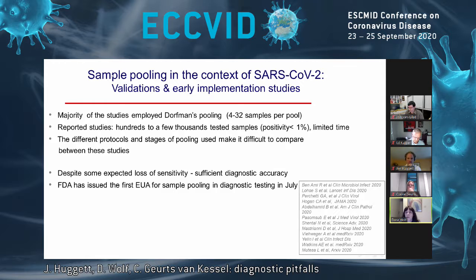So moving to sample pooling in the context of SARS-CoV-2, there has been some initial hesitation or concern over potential expected loss of sensitivity when you dilute samples, when you pool samples. Recent validation, proof of concept and early implementation studies were conducted by us and by others. And the majority of these studies employ Dorfman pooling of 4 to 32 samples per pool. And all these reported studies generally involve hundreds to a few thousands of tested samples, low positivity rate, over a limited time period. One should bear in mind again that the different protocols and stages of pooling used made it quite difficult to compare between these studies. However, one common feature is that despite some expected loss of sensitivity, all these studies have shown sufficient diagnostic accuracy. And perhaps reflecting the increased confidence in pooling, the FDA has recently issued the first EUA for sample pooling in diagnostic testing, in July.